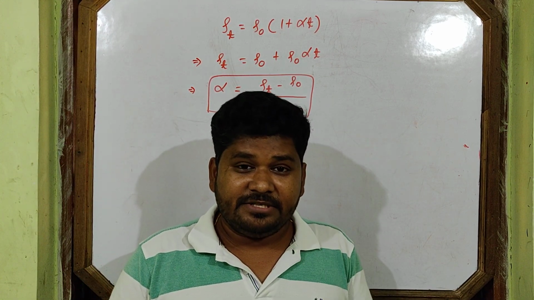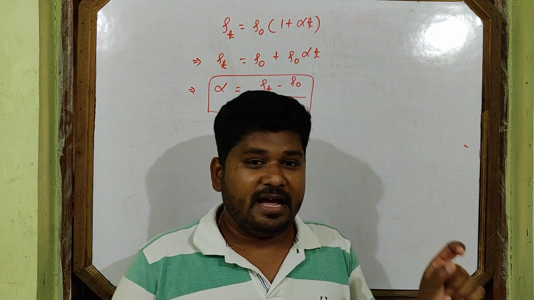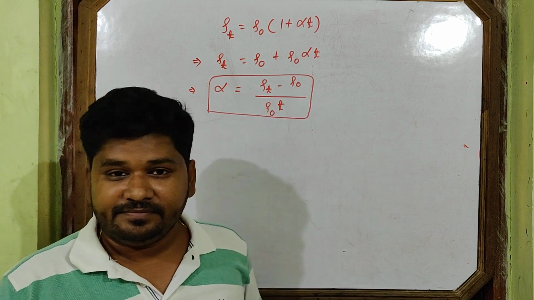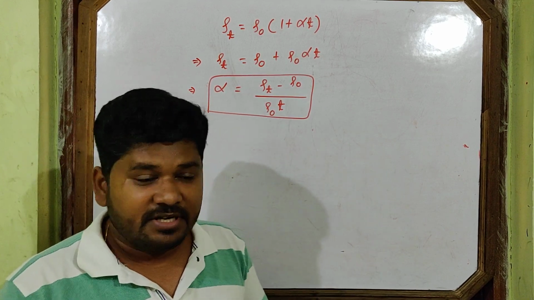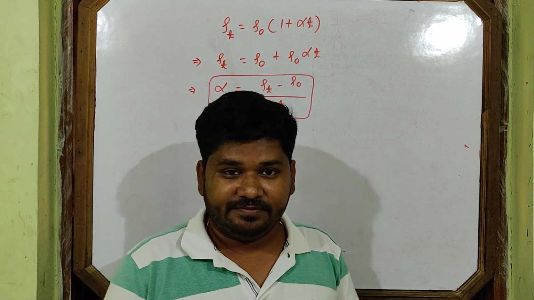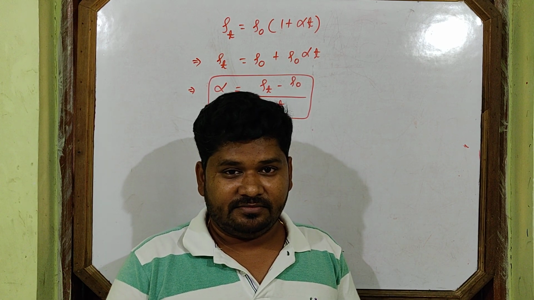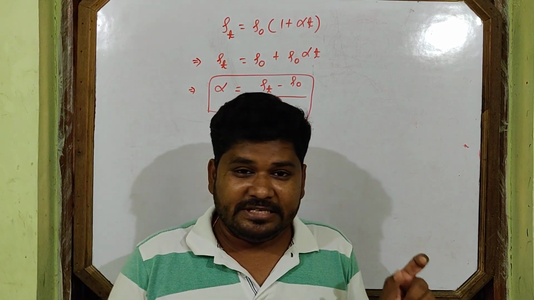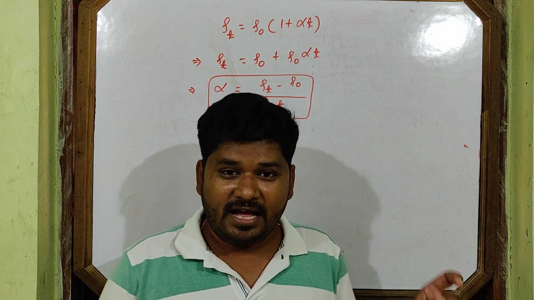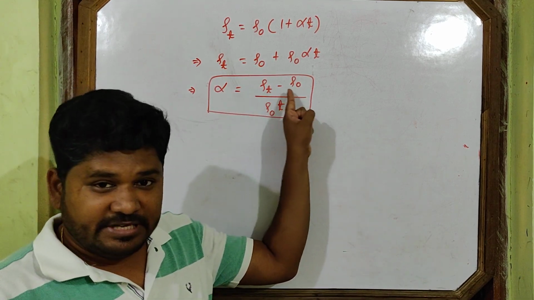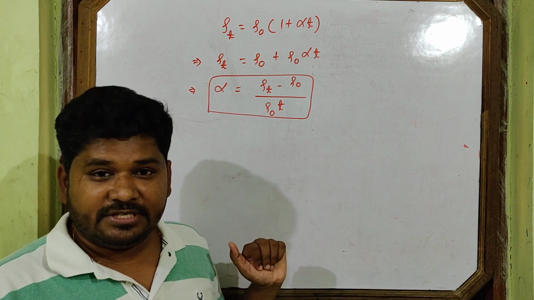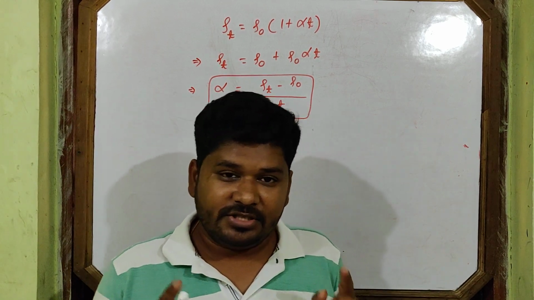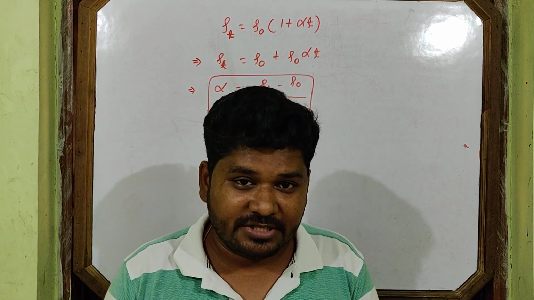Temperature coefficient of resistivity of a material is defined as the change in resistivity per original resistivity for unit rise in temperature, or unit change in temperature. Again I am repeating: the temperature coefficient of resistivity for a particular material is defined as change in resistivity per original resistivity for unit rise in temperature. So this is the definition.